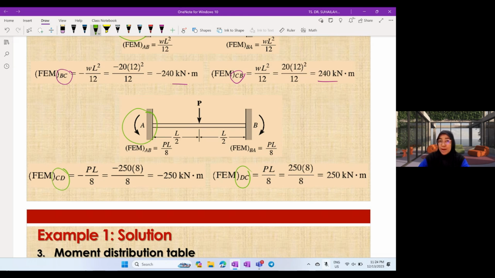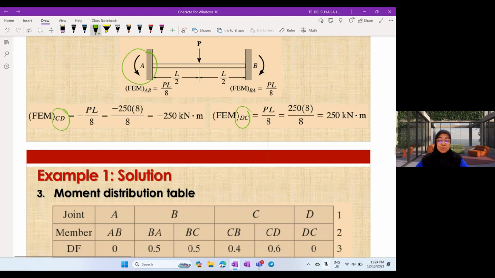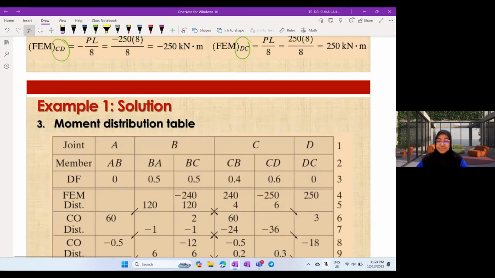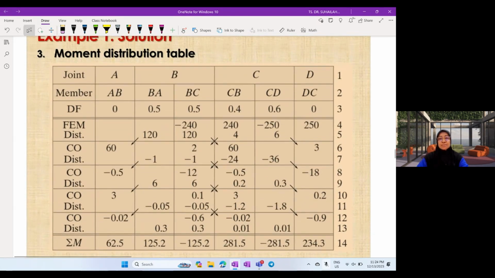Remember, we have six columns, right? We have column A, B, B, A. We have column B, C, C, B. We have column C, D, D, C. Okay, now we want to put into the diagram the distribution factor and this fixed end moment. Okay, so we make a table. This is the table.